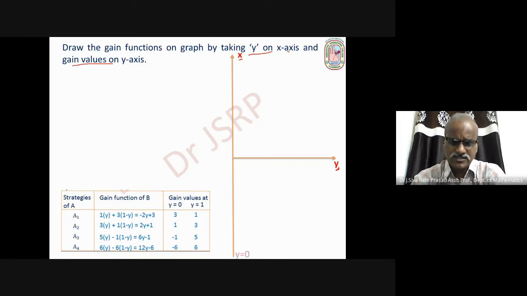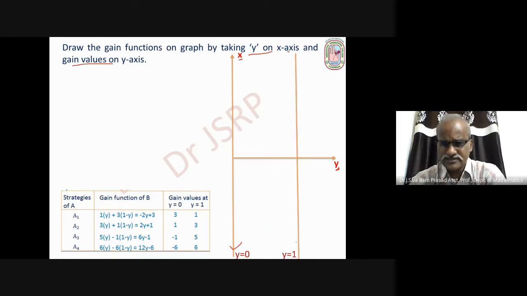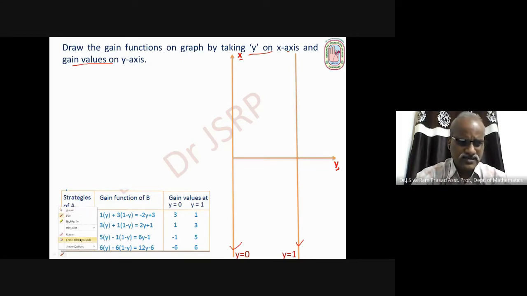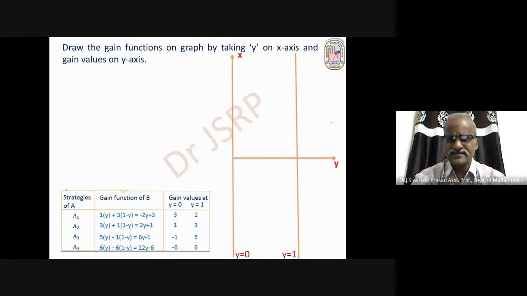So this is the y equal 0 line. Next, take the y equal to 1 line. This is the y equal 1 line. Since y is a probability, y lies between 0 and 1. So we consider the graph between the y equal 0 and y equal to 1 lines, and we discard the graph in the remaining range.